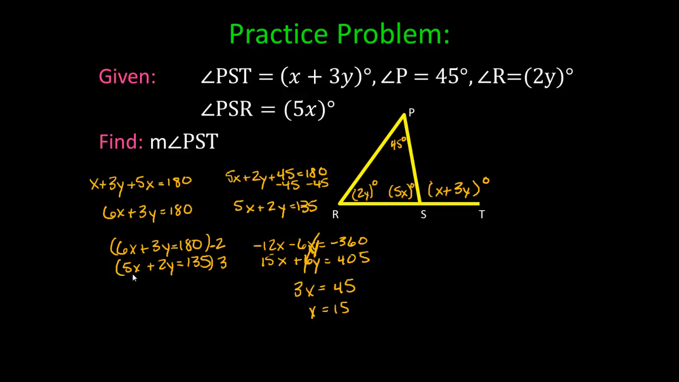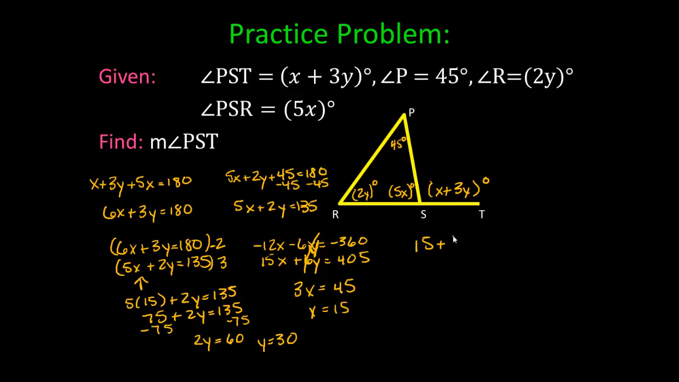And then you could plug that into either one and figure out what y is. So let's plug it into this one here. 5 times 15 plus 2y equals 135. 5 times 15 is 75. Subtract 75 from both sides, and you get 2y equals 60, so y equals 30. And it wants you to find the measure of PST, so we need 15 plus 3 times 30. 3 times 30 is 90, plus 15 is 105, so this would be your answer.